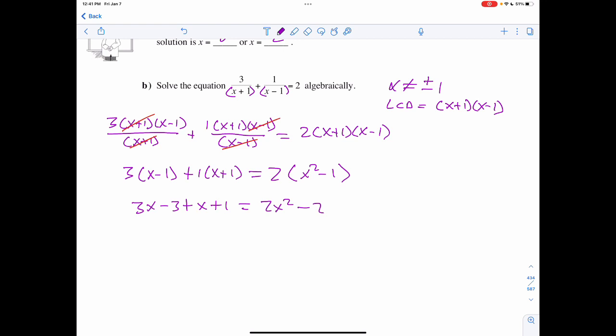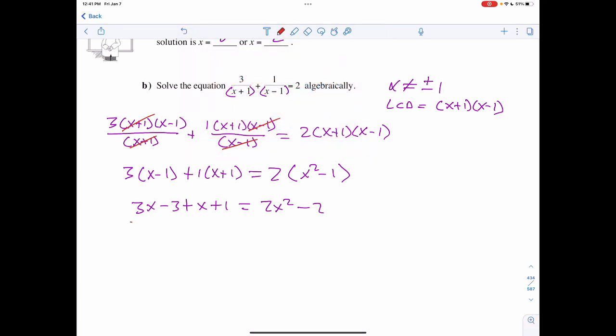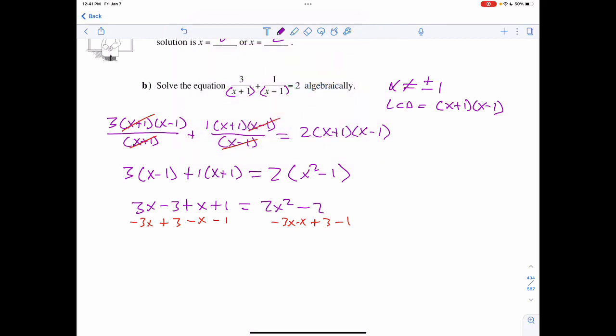Because it's quadratic in this case, I'm going to move everything to one side of the equation. So I'm going to subtract 3x from both sides, add 3, subtract x, and subtract 1. And when I do that properly, I wind up with 0 is equal to 2x squared minus 4x.